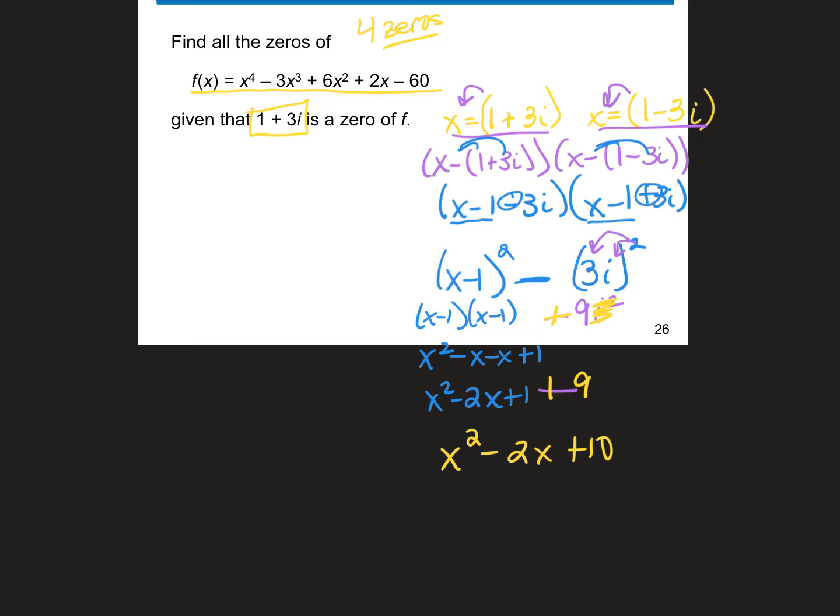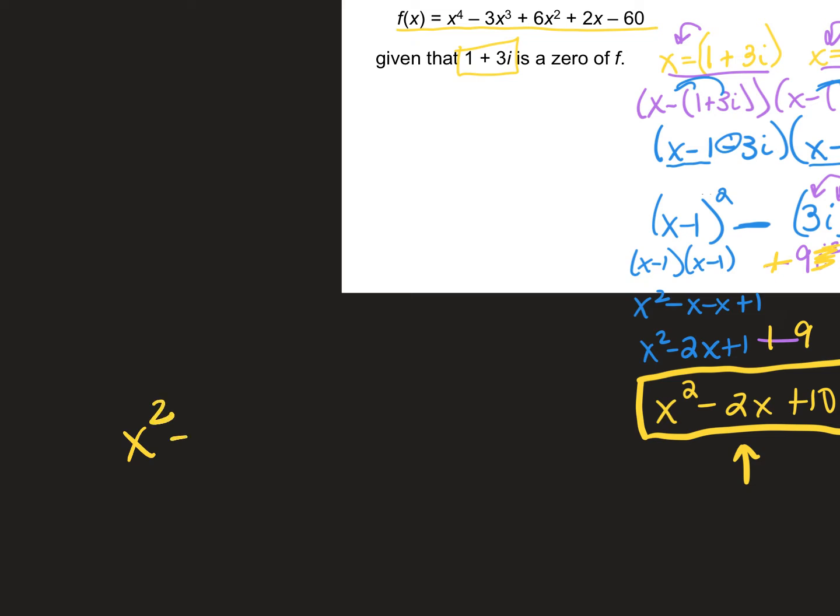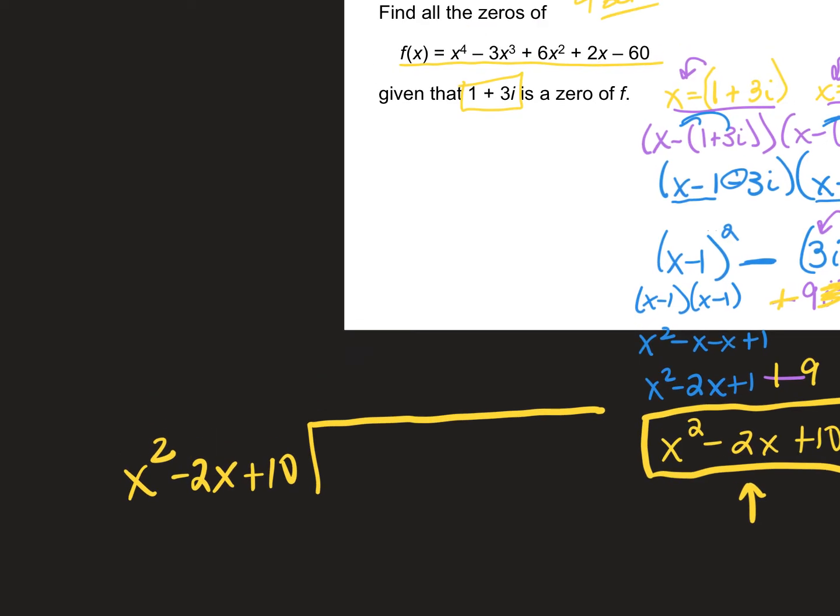So now you're like, okay, well, what does that do? Well, we're going to take x to the 4th minus 3x cubed plus 6x squared plus 2x minus 60 and divide it by this polynomial. So we're going to use our long division. I'm going to say x squared minus 2x plus 10. I'm going to divide that into x to the 4th minus 3x cubed plus 6x squared plus 2x minus 60.